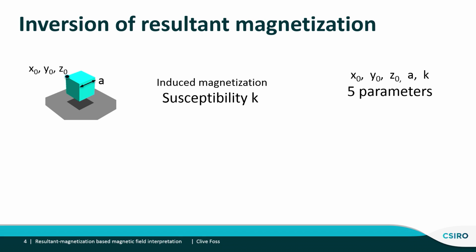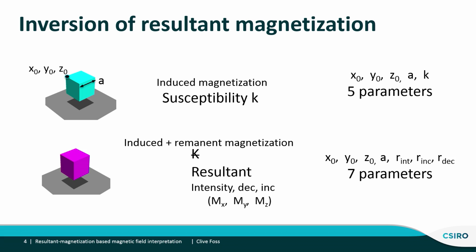If we go to working with remanent magnetization, we can no longer recover an estimate of the susceptibility, because the susceptibility is no longer the only explanation of the field. We also need to consider the remanent magnetization. So we take away susceptibility from our set of parameters, and we add in 3 parameters that describe the resultant magnetization: the intensity, the declination, and inclination. The declination and inclination can be a little bit difficult to work with because they're angular terms, but not particularly difficult.